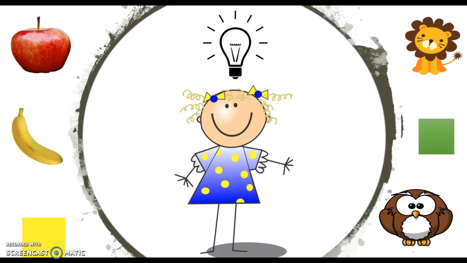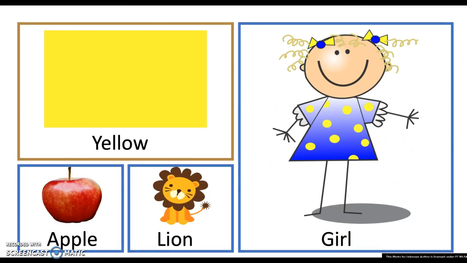Bridget, on the other hand, her mind went everywhere. She wasn't sure if she liked green or yellow. She wasn't sure if she liked the lion or the owl, or apples or bananas. But then she quickly made up her mind. She sure did love yellow. She sure did love to eat apples. And the lion was her favorite because it said roar.